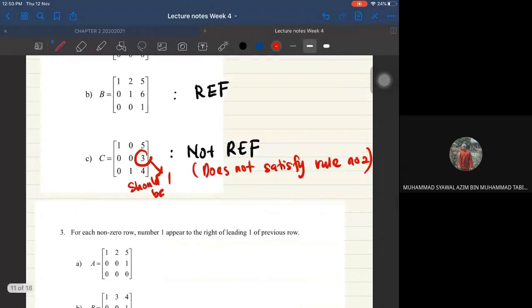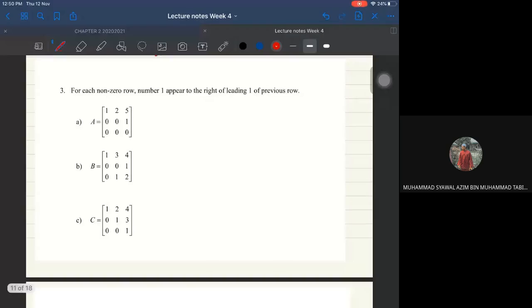Okay. The third condition. Number 1 appear to the right of the previous row. So bila dah sampai third condition ni, maksudnya you kena check semualah. Okay. So for the first one, dia memenuhi syarat yang pertama sebab row yang semua kosong berada di bawah. Syarat yang kedua, the first non-zero is 1. Syarat yang ketiga, adakah dia penuhi? Dia memenuhi syarat yang ketiga sebab dia masih dalam bentuk tangga tu. Okay. So this is REF.